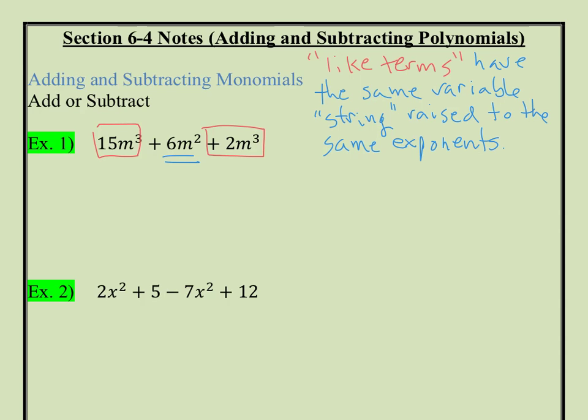So once you identify which are like terms, all you do is add the coefficients. The variable string does not change, it stays the same. So if I have 15 of these and I add 2 more of these to it, I've got 17 of those total. So 15m cubed plus 2m cubed is 17m cubed. And then you don't have a like term to add to the 6m squared, so it's just plus 6m squared. And so that is the sum of those like terms.